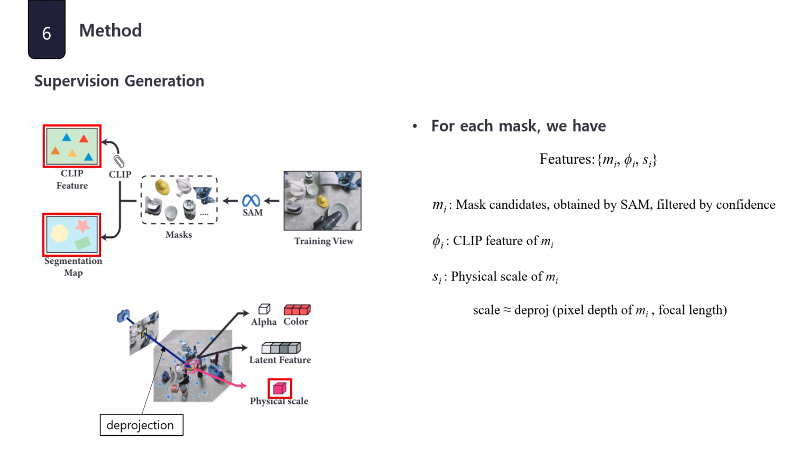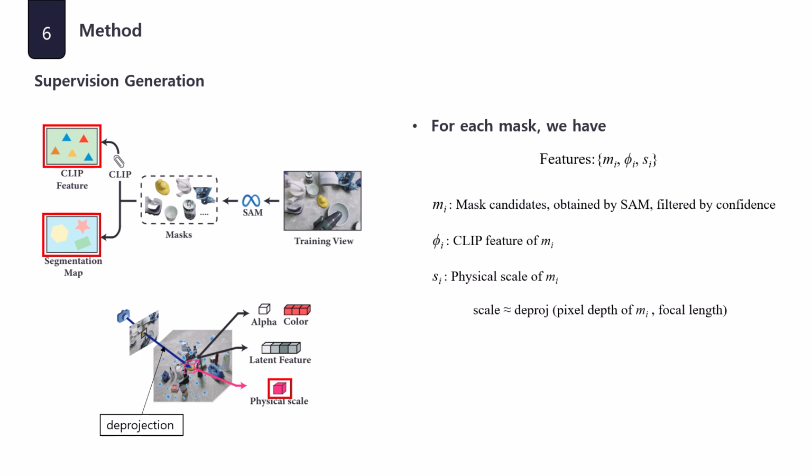Third, introducing physical scale. A key contribution highlighted in this paper is the introduction of physical scale. This isn't just an auxiliary feature. It's used as an input for learning both the instance and language features, and it also plays a guiding role during the 3D spatial grouping process later on.